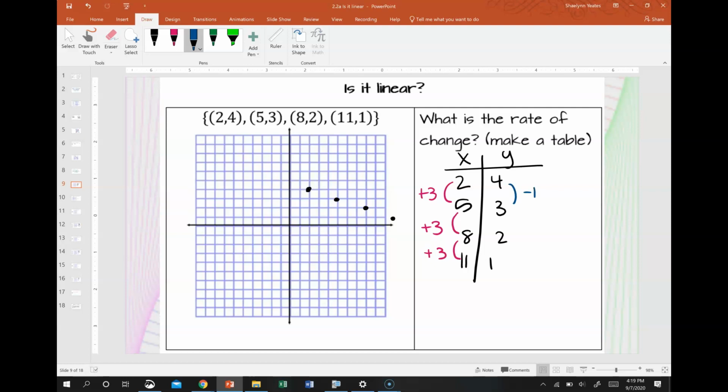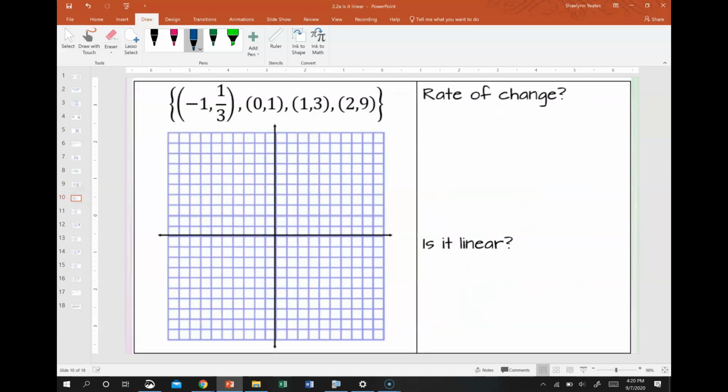So 4 to 3, I subtract 1. 3 to 2, I subtract 1. And 2 to 1, I subtract 1. So the way I see this, if this works, is I would do negative 1 over 3. And I want to know, does that equal negative 1 over 3? And does that equal negative 1 over 3? And in each case, negative 1/3 equals negative 1/3. So this is my rate of change. Some of you already know its more fancy name. We'll be talking about that later.